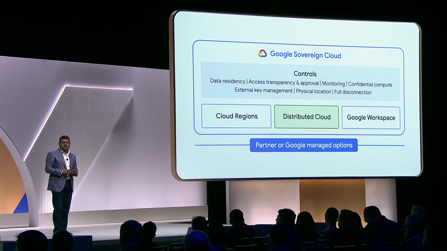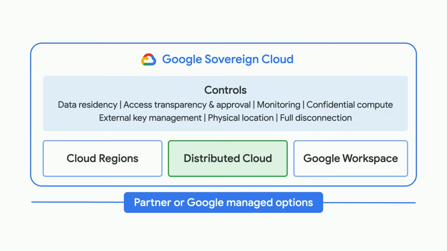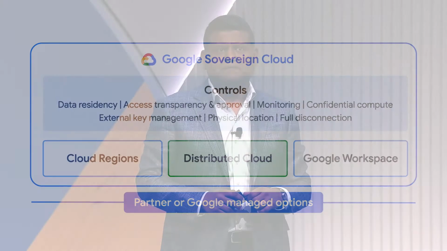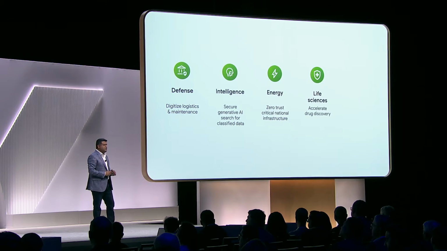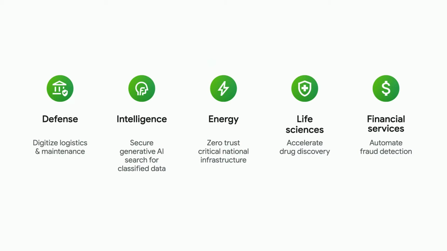That's where Google Distributed Cloud comes in. And many of these controls that we describe here are available with Google Workspace as well. And we offer partner and Google managed options. And we are very, very proud to announce that we've completed the accreditation with the US government that has authorized usage of Google Distributed Cloud for top secret and secret use cases.